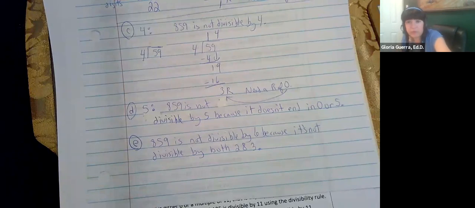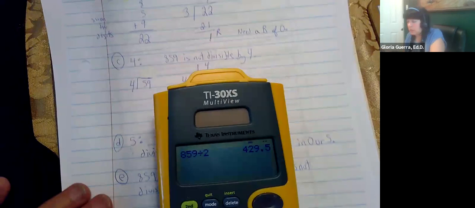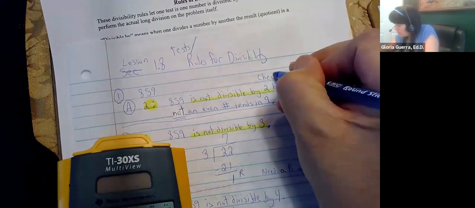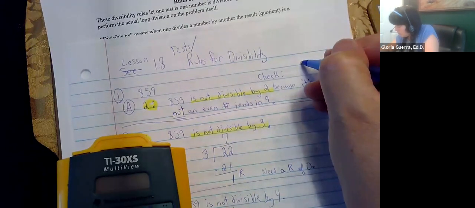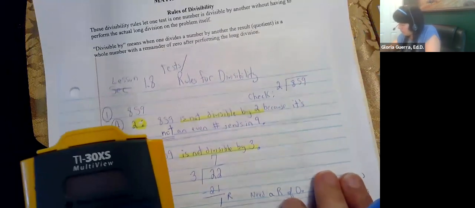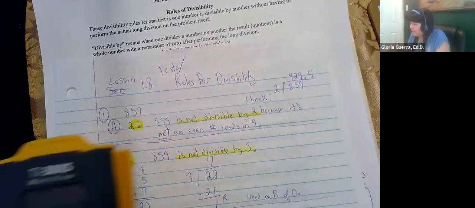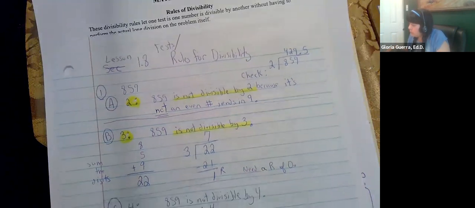Okay. And then the other thing, what I haven't been doing is a check. If you want to check on your calculator, you should be getting decimals. You're not going to get a remainder of 0 if they're not divisible, so you should get decimals. So if I do 859 divided by 2, see how I get a decimal? So I should go back over here in my work and put that as a check. So right here, I put a check. I can do this, 859 divided by 2, okay? And that gives you 429.5.